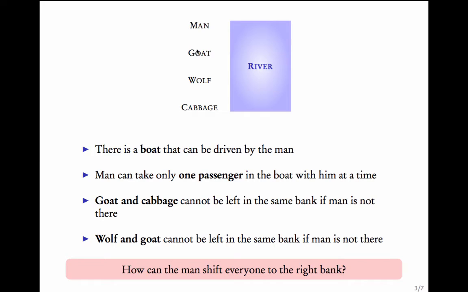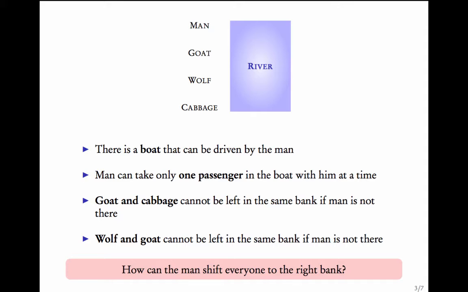How can the man shift everyone using the boat to the right bank? The only possibility is that each time he takes the boat, he can only take 1 passenger. Then he can come back, take some other passenger, come back, take some other passenger. On the way, when he comes back also, he can take someone with him. At any point of time, when he is in the boat, he can have only 1 passenger. You might have seen this puzzle before and you can try to think of an answer.